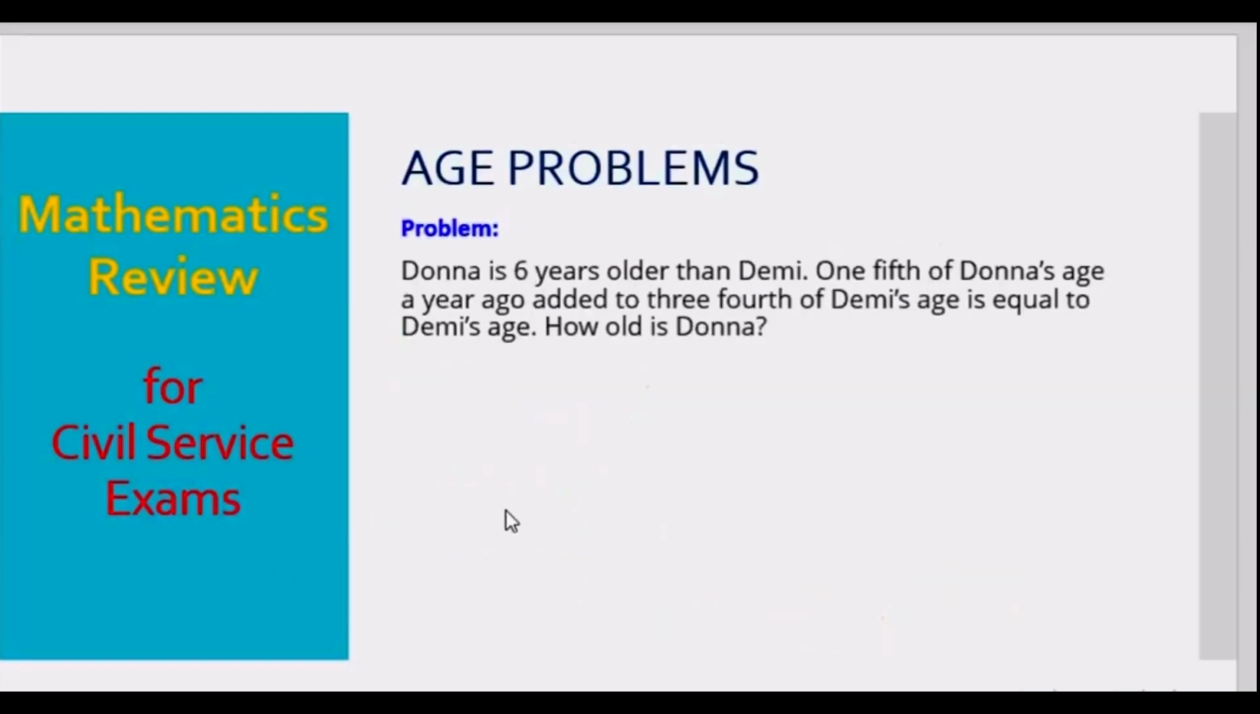Next. This is the last problem for this particular set. Okay. Donna's age is 6 years older than Demi. So 1/5 of Donna's age a year ago added to 3/4 Demi's age is equal to Demi's age. So how old is Donna? So isa lang ho ang hinahanap. Ito yung age lang ni Donna.